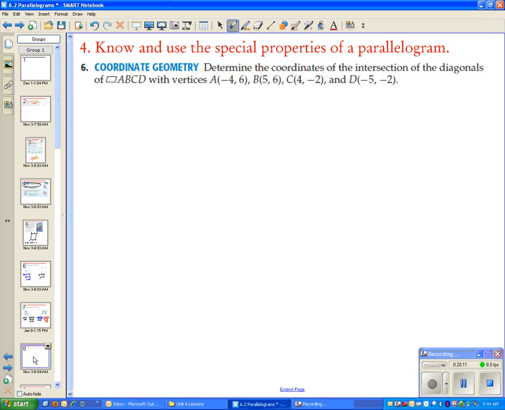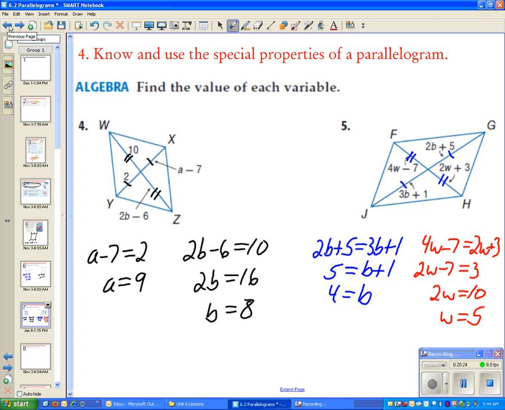Anybody have an idea? Easier than the distance formula. All right, let's look at this one. Let me erase this stuff. Let's pretend that it's on a coordinate plane and all. But remember how, since that's congruent to that, doesn't that mean that point is the midpoint of that diagonal? And since that's congruent to that, isn't that very same point the midpoint of the other diagonal?